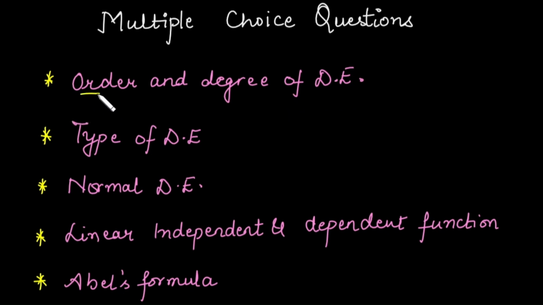Now, what do we mean by order and degree? Order means the highest derivative of the differential equation, and degree means the power of that highest derivative. But for that, we need to convert the differential equation into a polynomial. Let's explore with the help of multiple choice questions.